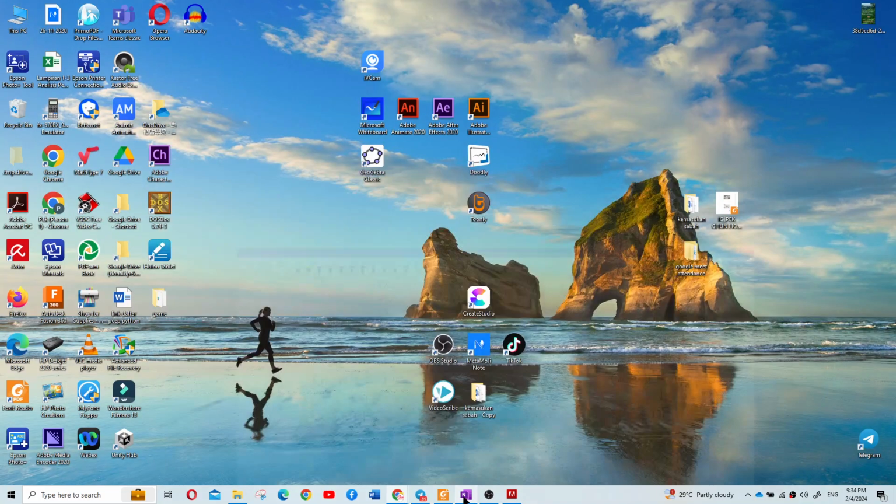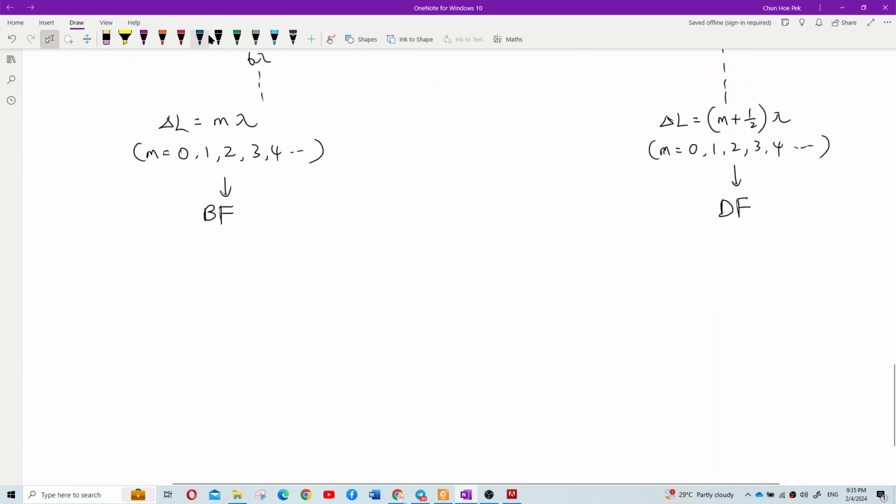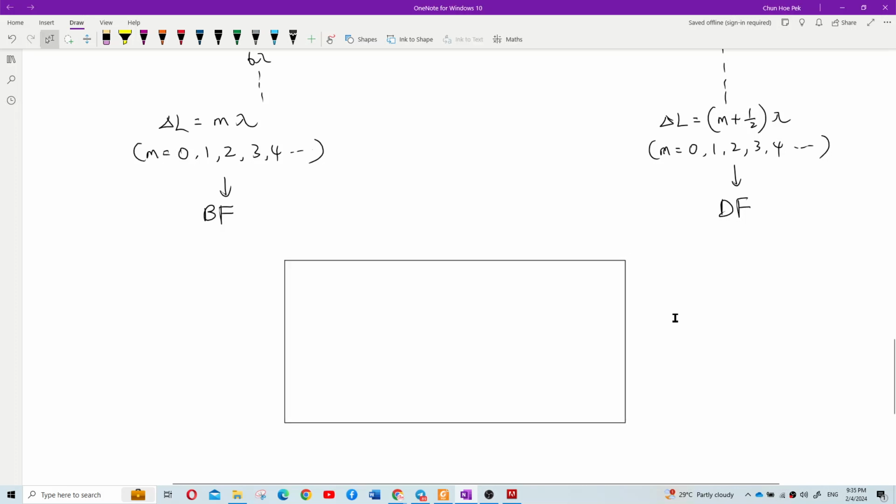So right now, for this one, you can just make a table. At first you just make a table first. I already made one for my own.